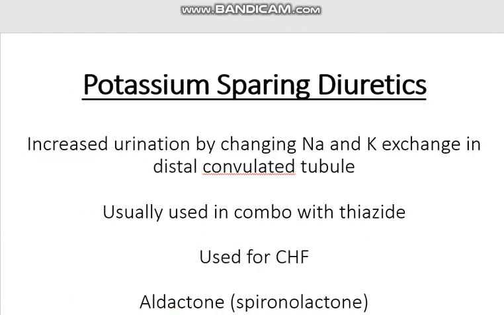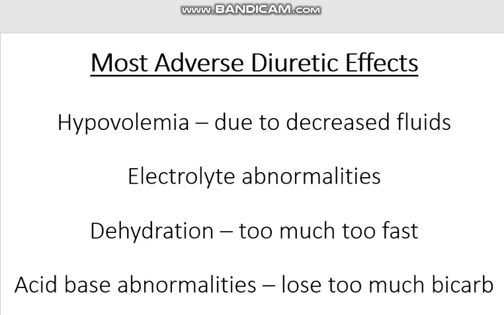Potassium-sparing diuretics cause increased urination by changing the Na and K exchange in the distal convoluted tubule. They are usually used in combo with thiazide and are commonly used for CHF. Aldactone, also known as spironolactone, is the main drug used. Most adverse diuretic effects are hypovolemia, which is due to decreased fluids, electrolyte abnormalities, dehydration due to too much fluid lost too fast, and acid-base abnormalities due to losing too much bicarb.